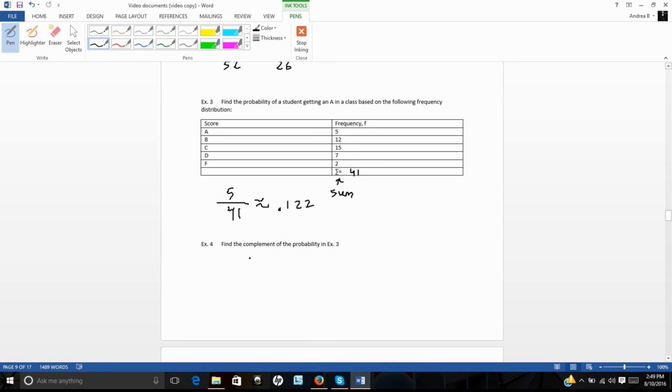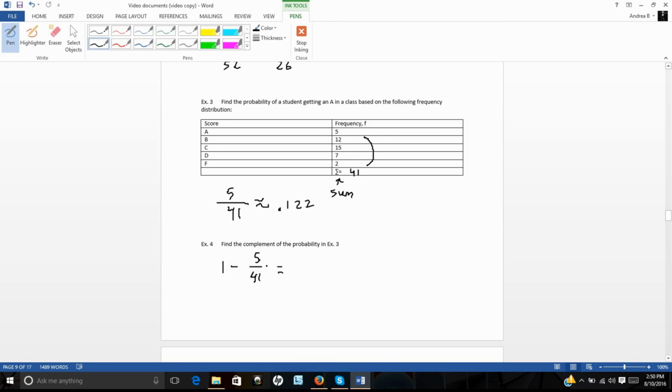And then example 4 is just finding the complement of example 3. And the complement is the opposite of that event. So in other words, the probability of a student not getting an A. So the probability of them not getting an A is going to be 1 minus the probability that they did get an A. Or if you prefer, you could go through and add up all these frequencies here, the 12, 15, 7, and 2, and divide it by 41. Either way, you'll get the same answer.